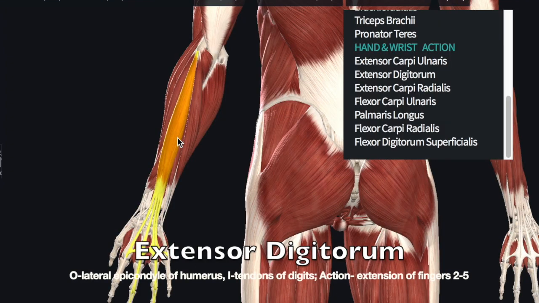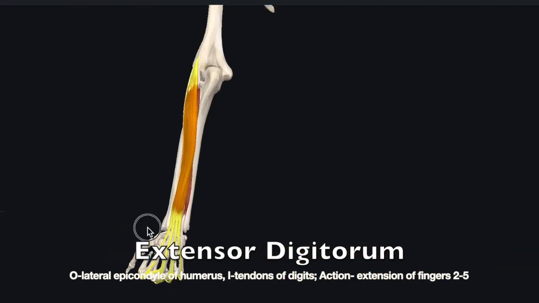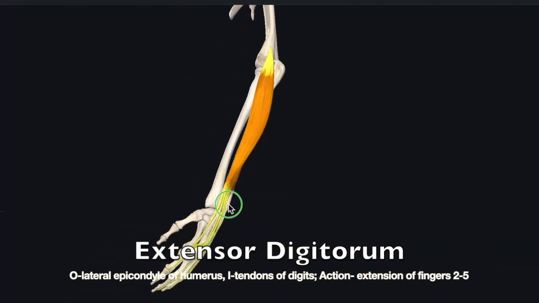We have our Extensor Digitorum muscle, and this muscle has its origin again on the lateral epicondyle of the humerus, and it inserts into the tendons of our digits on the back of the hand. Its action is in the extension of the fingers.